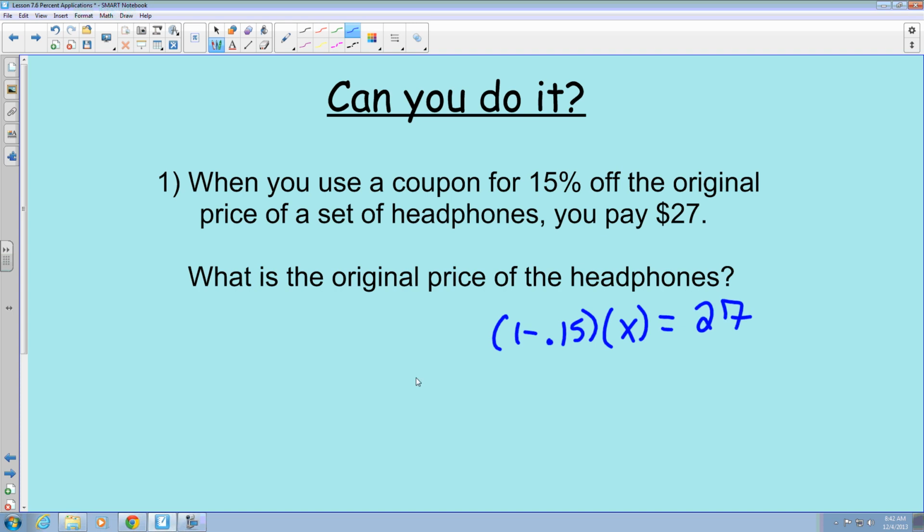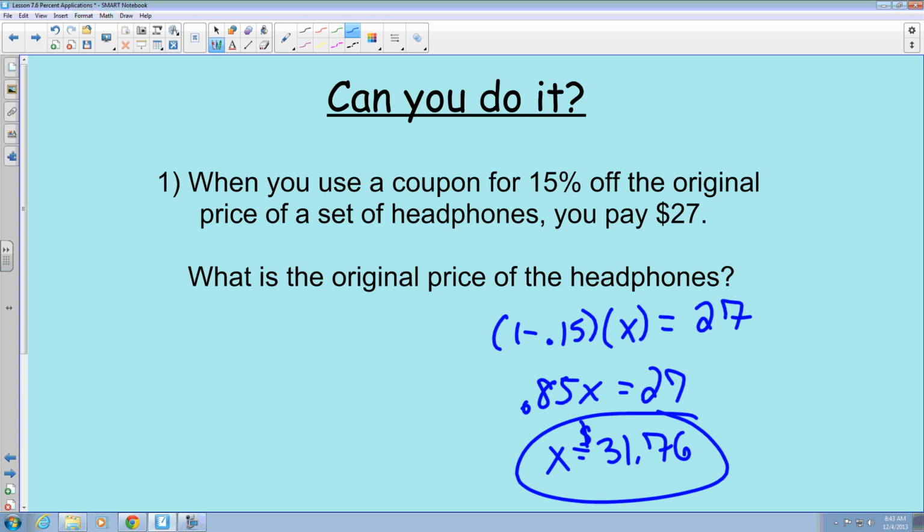So from here, 1 minus 0.15 gives me 0.85. X equals 27. 27 divided by 0.85 gives me X equals $31.76. I'm sorry, $31.76.